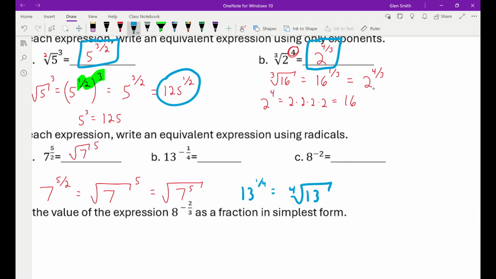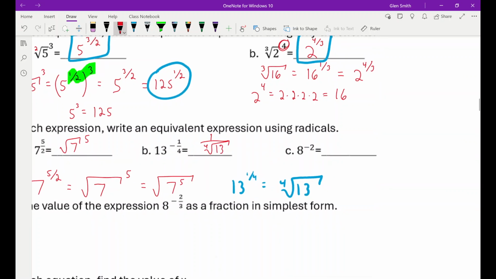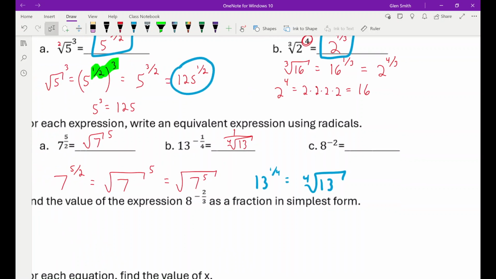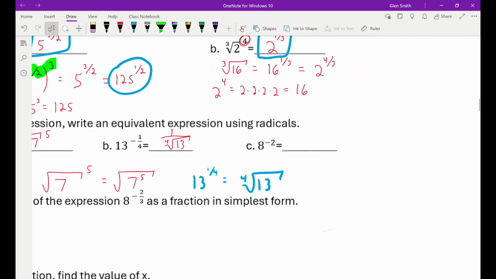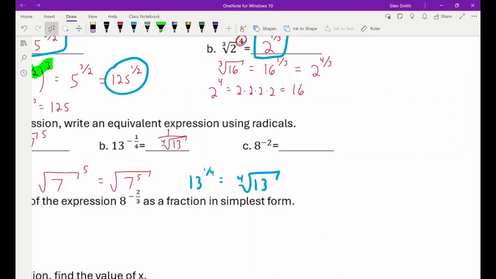But the negative that's out front of this thing flips it. So it just moves it down to the denominator. So it is the 4th root of 13, but it's in the denominator of this fraction. Okay, and we can't do the 4th root of 13 in our heads, right? So we would need a calculator for that, but we would leave it just like that. Same thing with part A was a root 7. I don't know what that is off the top of my head without using a calculator.